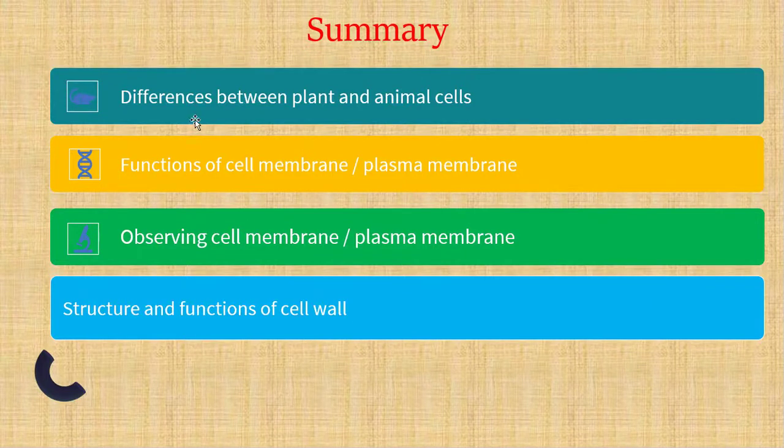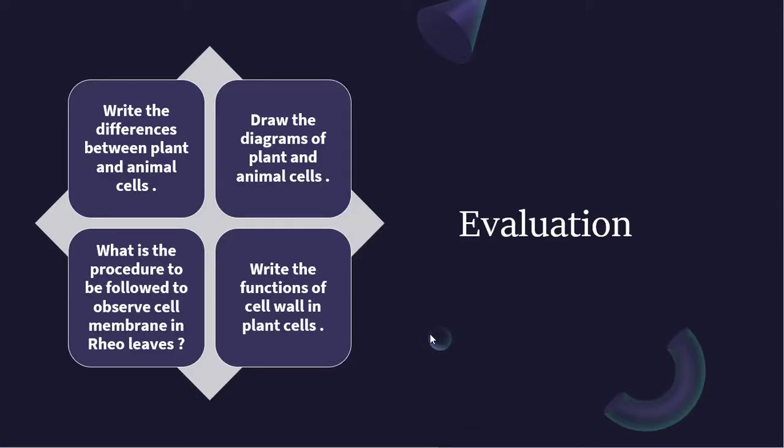Children, we have seen up to now the differences between plant and animal cells, and the functions of the cell membrane or plasma membrane. We can see in detail about the functions of the cell membrane in the 4th chapter also. We observed the cell membrane through an activity, and we have seen the structure and functions of the cell wall. Now I am moving you to evaluation. Please do this activity or assignment, write the answers for these questions, and send these answers to your teacher.